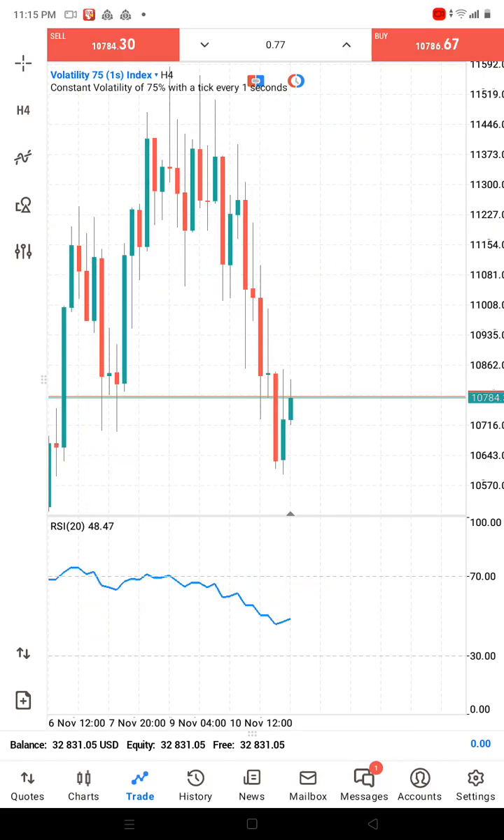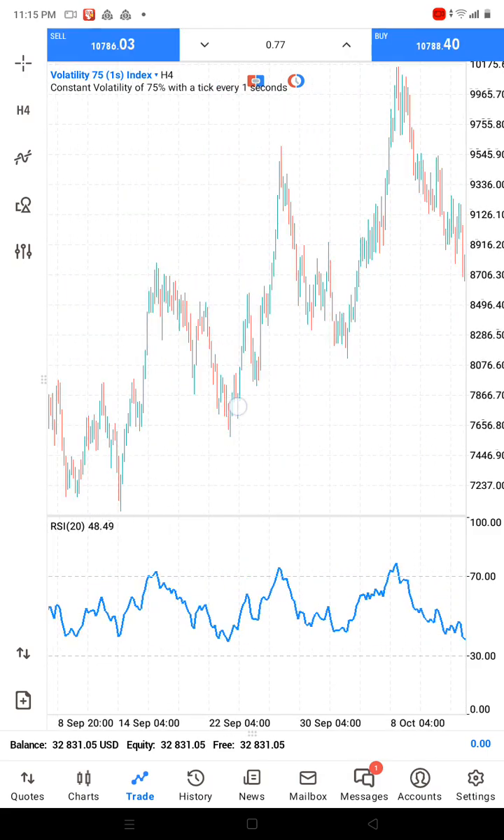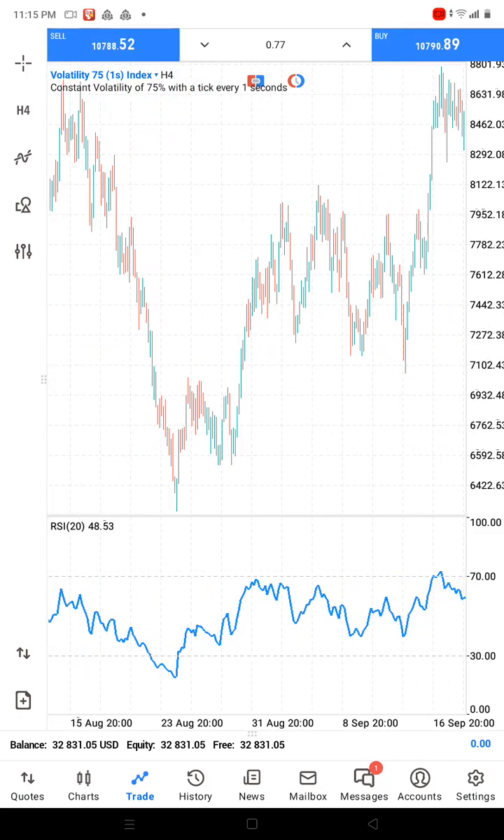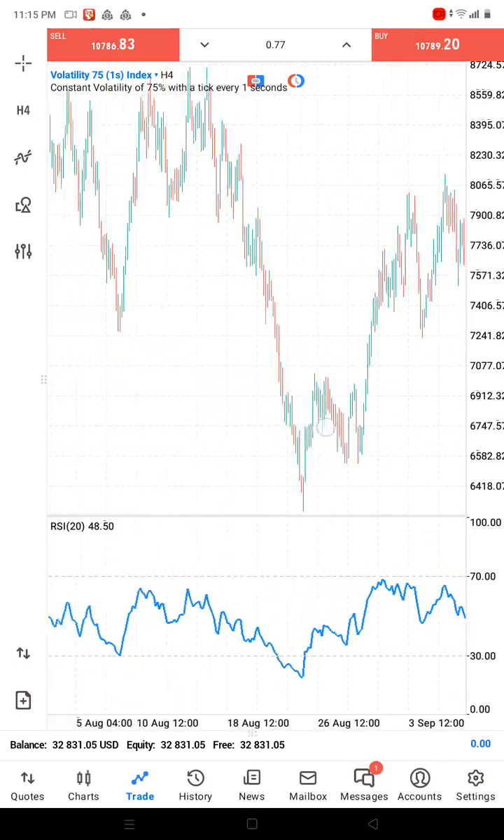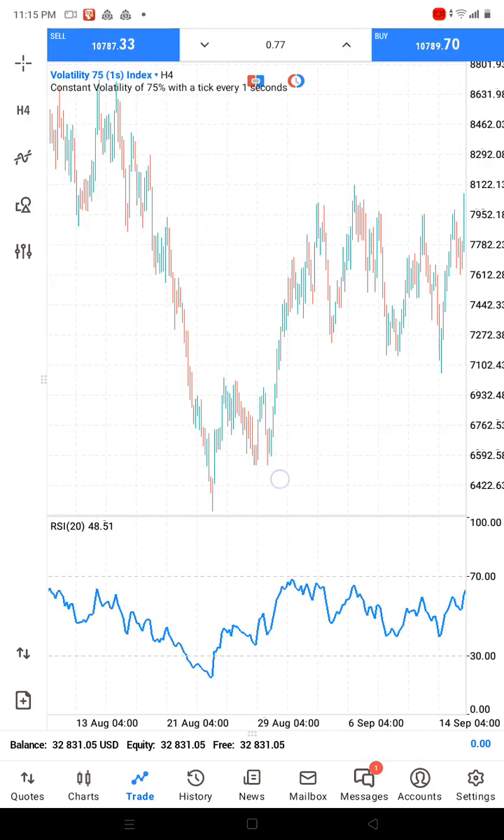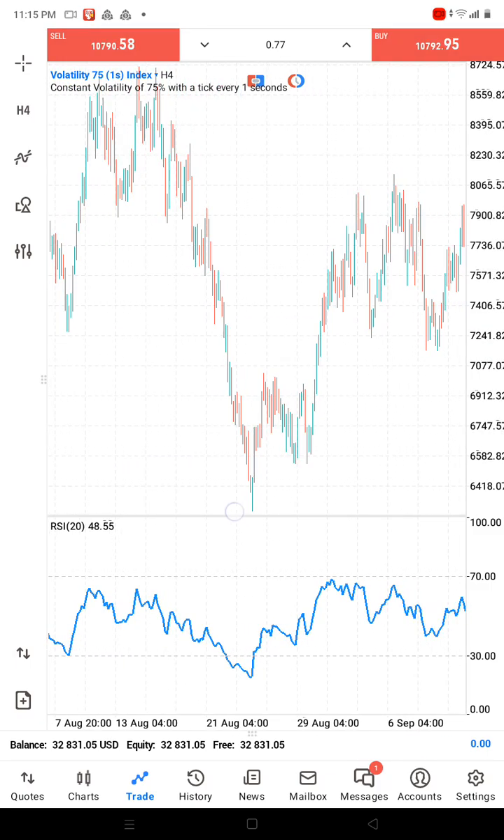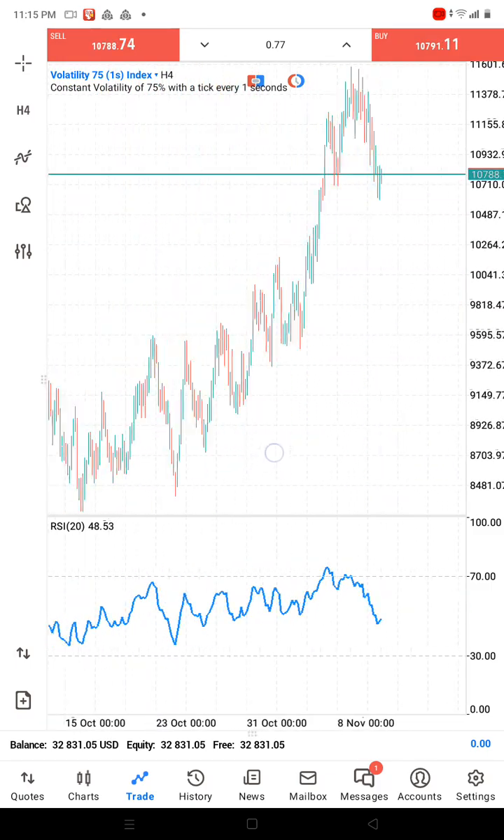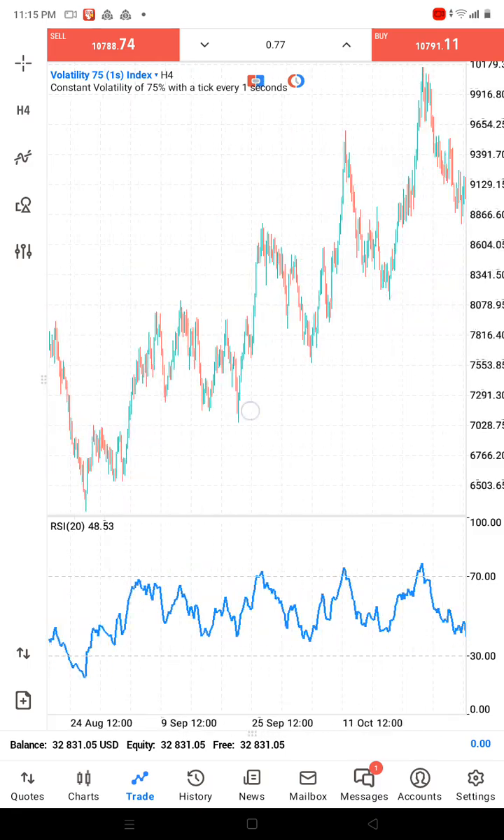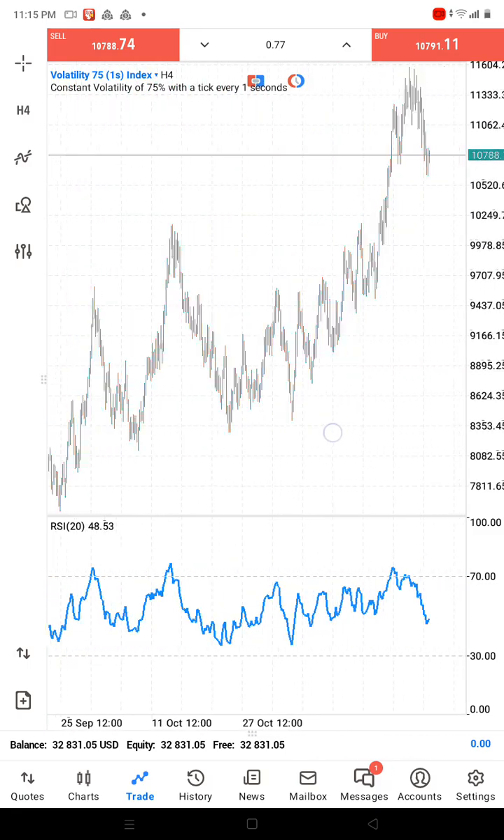What you can note on this chart is the fact that the market has been making, at this point, we're on a sell-off. On this point, we were selling down to this point, and then from there, the market started to create an uptrend.